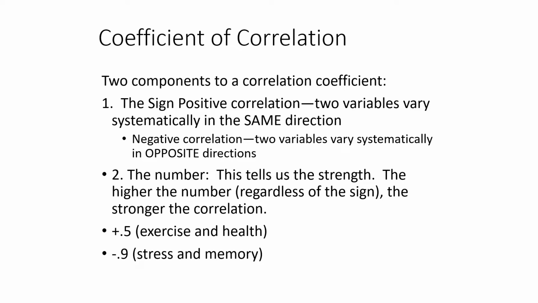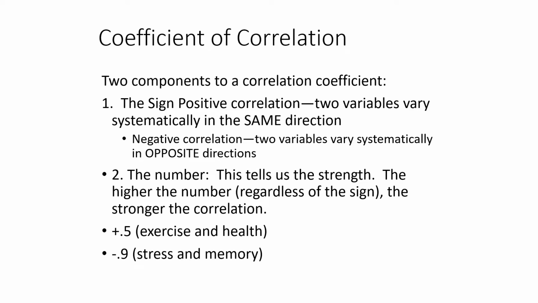So there are two components to a correlation coefficient. The first is the sign. A positive correlation means that two variables vary in the same direction. So that means as one goes up, the other one also goes up, or as one goes down, the other one also goes down. A negative correlation means that as one variable goes up, the other variable goes down. I'll be looking at some examples of that here in just a moment.